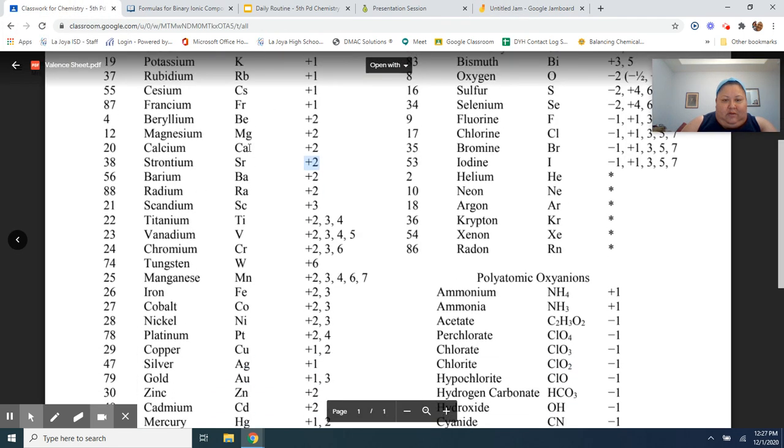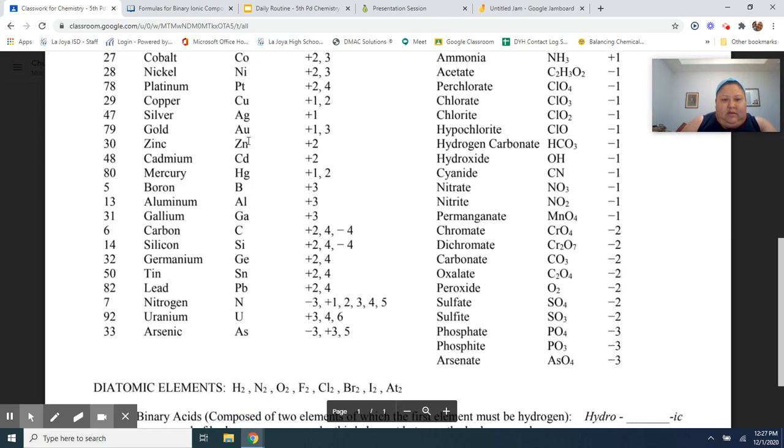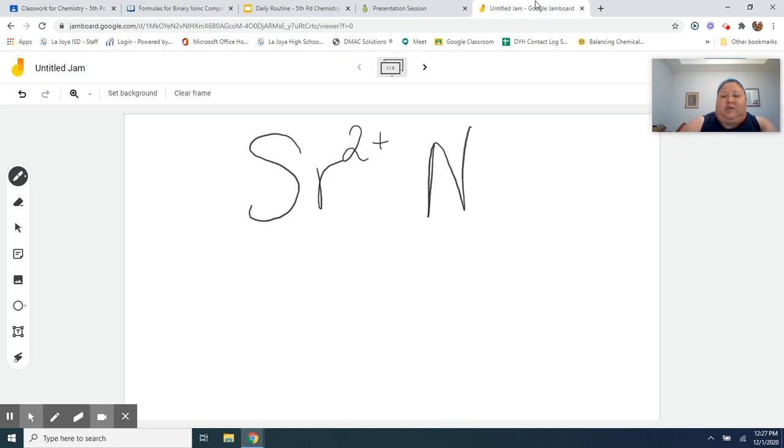For nitrogen, or nitride, as you might see it, you've got to keep going, right? Nitrogen, I don't see it. Right here, nitrogen. What's the charge? It's a -3. So on Jamboard, I'm going to put 3 with a negative behind it. So how many do I need of each in order for them to cancel out?